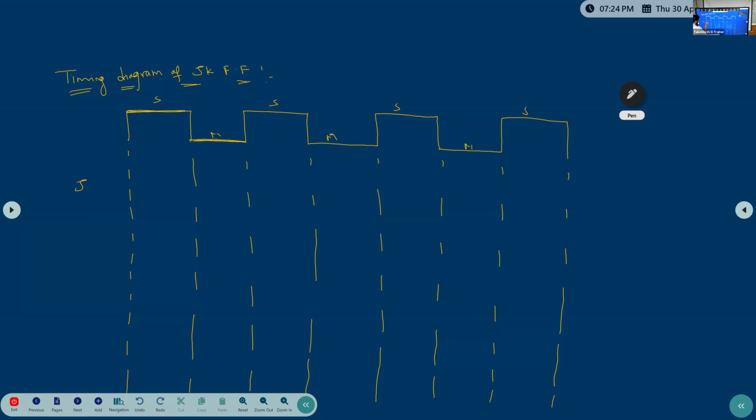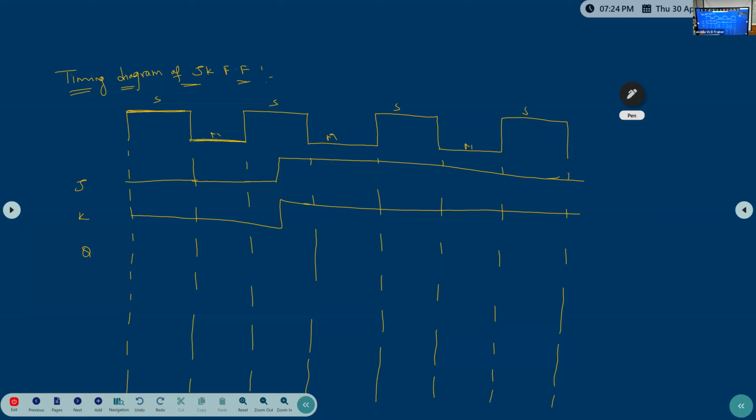My J input, first it is 0, suppose consider. After that it becomes 1, and it becomes 1. And K also, first it is 0. After that it becomes 1, after that it becomes 1. Because both cases it will cover. Separately, if I take J 0, K 0, then both cases will not be covered. That's the reason.